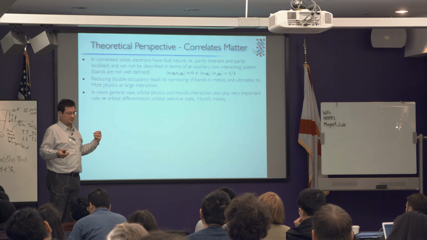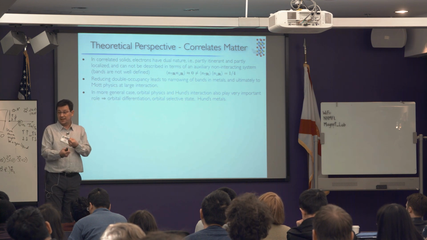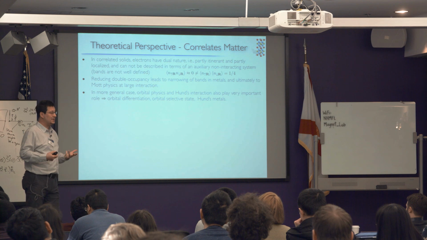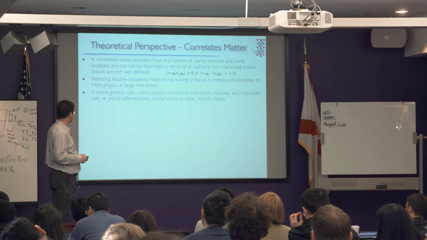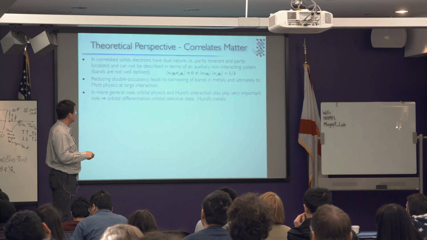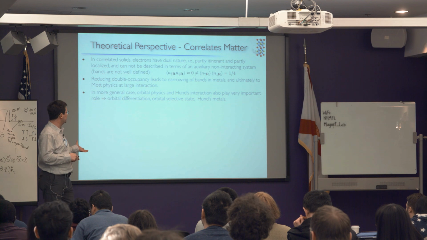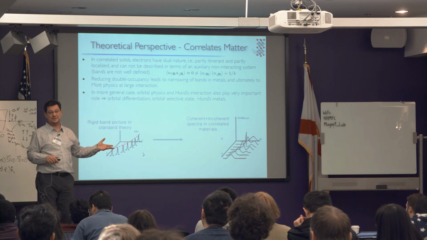By having forces, we can also calculate the structure at the Mott transition or through the Mott transition. That's something that we can do now and we couldn't do in the past. So in the more general case, we have orbital physics, Hund's interaction, and so on, and they all play an important role. One can get orbital differentiation, orbital selective states, Hund's metals.